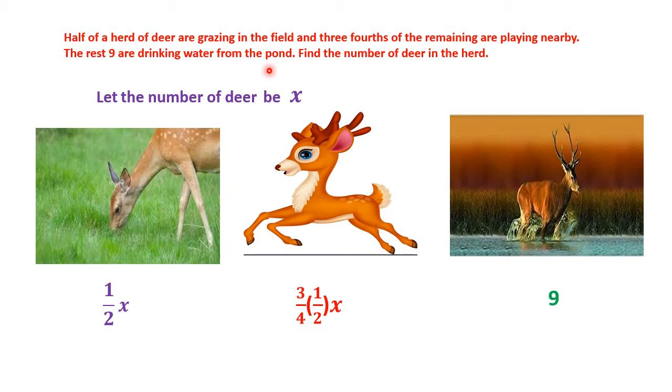Now let us put all these 3 together in the LHS. Then what will be in the RHS? All together they are making the complete herd. And how many are there in the herd? They are X. So on applying the condition in RHS, we will have the total number of deer in the herd, which will be X. And what about the LHS? We have to add all these 3 numbers.